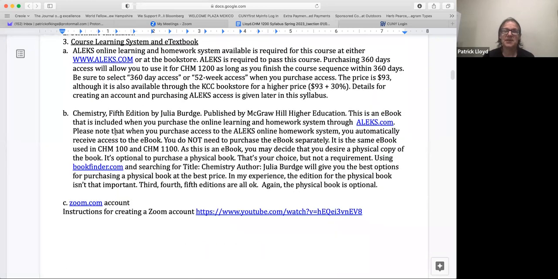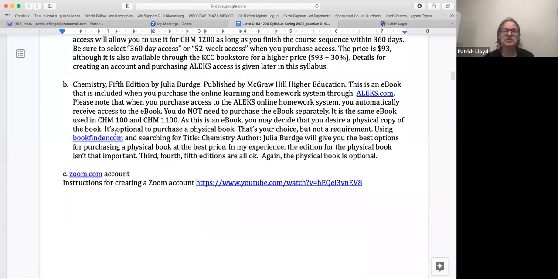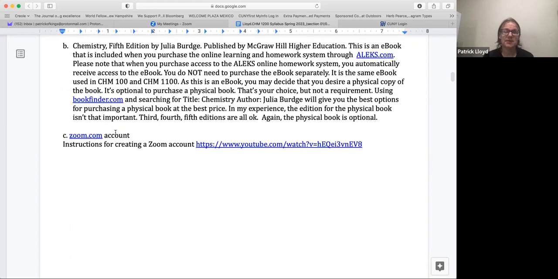Okay. The textbook that comes with it is called Chemistry by Julia Burge. That is the author that is used for the textbook. You can get a physical copy of the textbook by going to bookfinder.com. And when you do that, you can get a decent price, but I would recommend just getting an older version if you want a physical copy. 3rd edition, 4th edition. Okay.